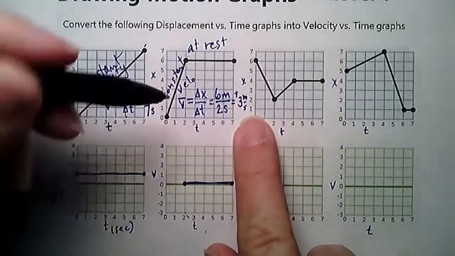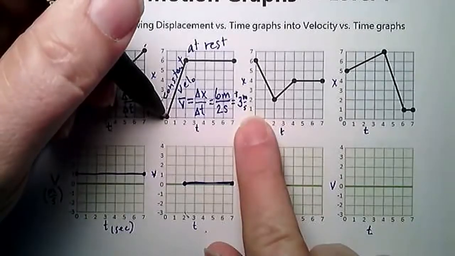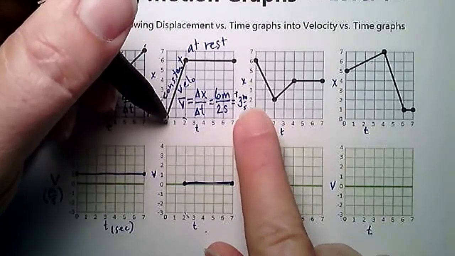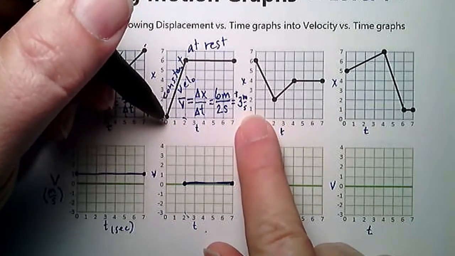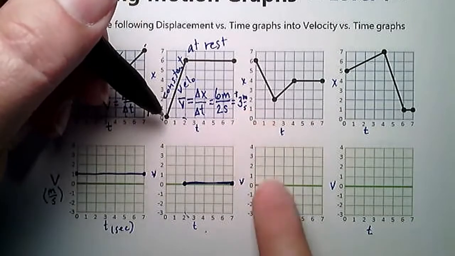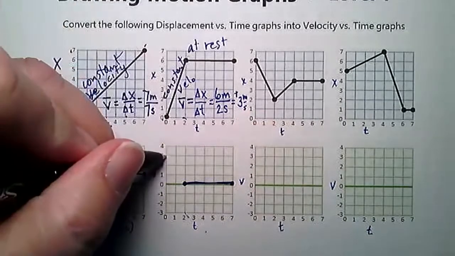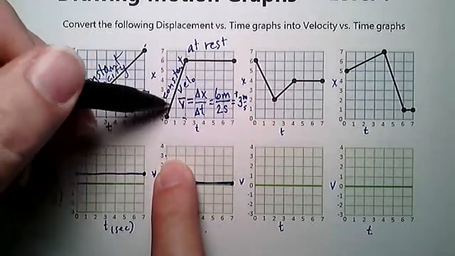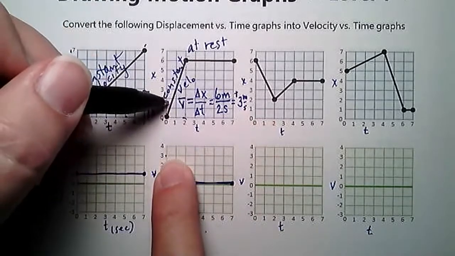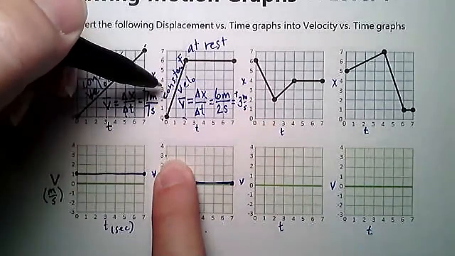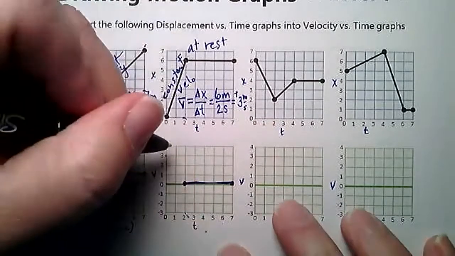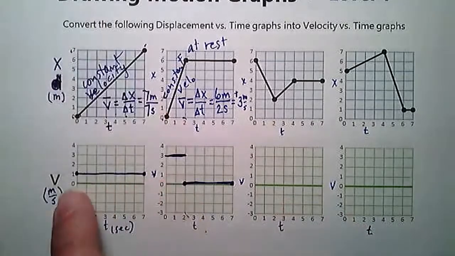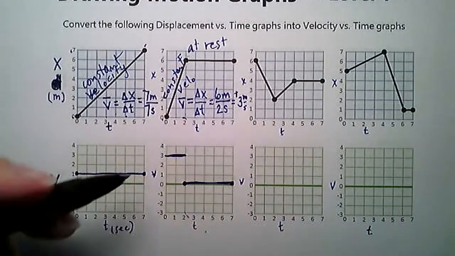So what does that mean? That means between time 0 and time 2 seconds, in that gap, I must have had a velocity of 3 meters per second. And so did that velocity change during that 2 seconds? No, it was constant, meaning it was 3 the whole time. So I'm going to draw a line right at 3 meters per second on my velocity graph.